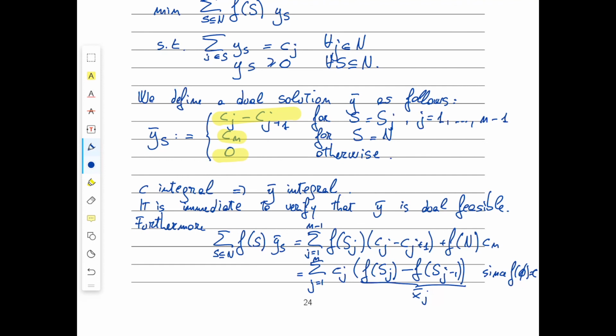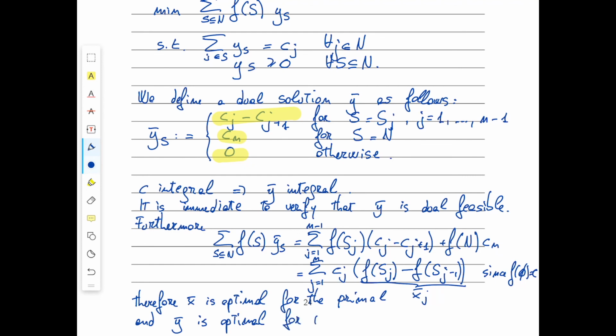So the two objective function values of y bar and x bar coincide, and so x bar is optimal for the primal and y bar is optimal for the dual. So let me write it. Therefore, x bar is optimal for the primal and y bar is optimal for the dual. And that's everything we needed to show. Perfect. Great, so then let's get back to our slides.